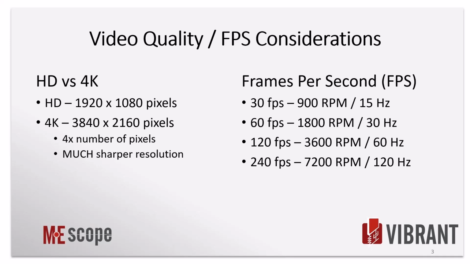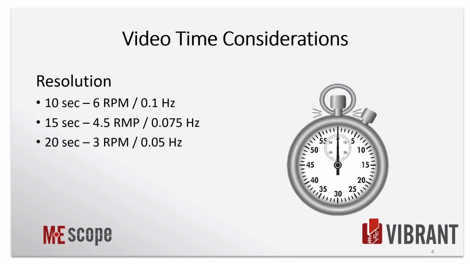Obviously HD gives you 1920 by 1080 pixels, and 4K is 4 times that. So again, we talked about the resolution. If you don't need a huge frequency span, you can get much sharper resolution, 4 times to be exact, out of 4K. And then the frames per second determines your frequency span in hertz and RPMs. If you have 30 FPS, you can do up to 900 RPMs, all the way up to 240 FPS, which would be 7,200 RPMs, or 120 hertz if you're sticking with a traditional structure, a non-rotating and non-reciprocating machine.